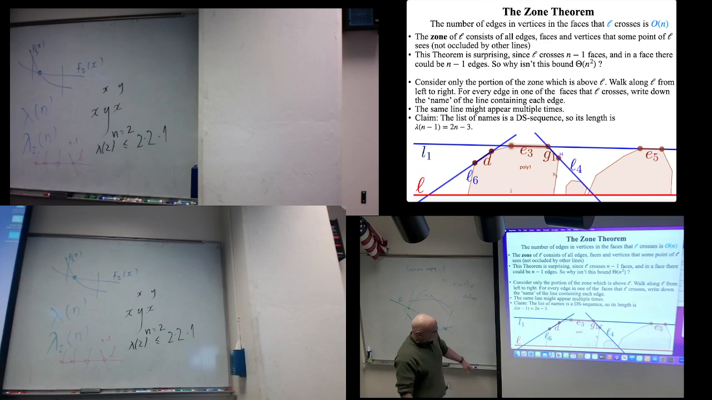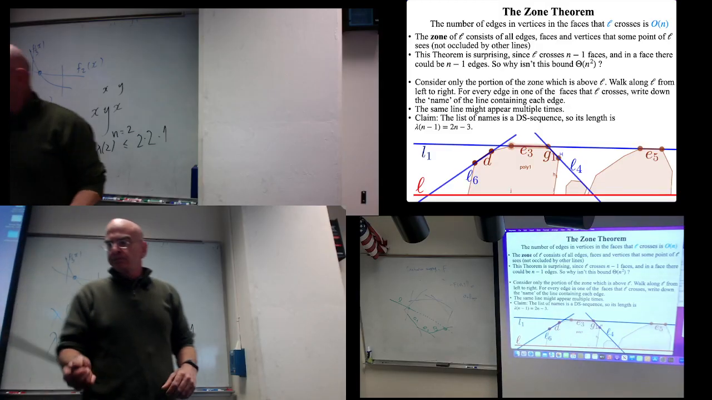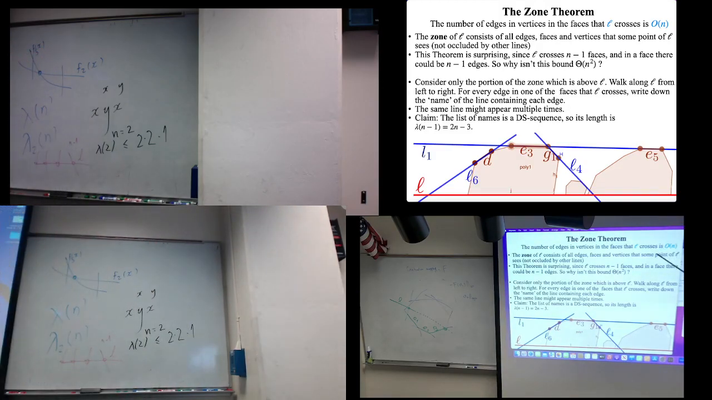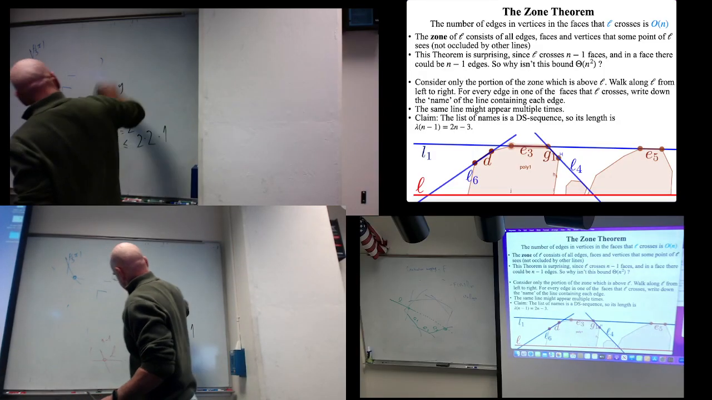Okay. So what is a zone of a curve, the zone of a line? The zone of a line L consists of all the edges and faces and vertices that some point of L could see. Quick example before we lose it completely.